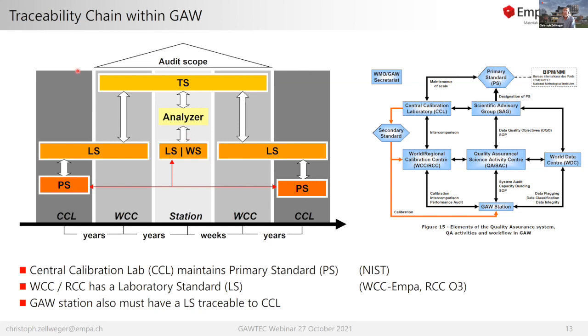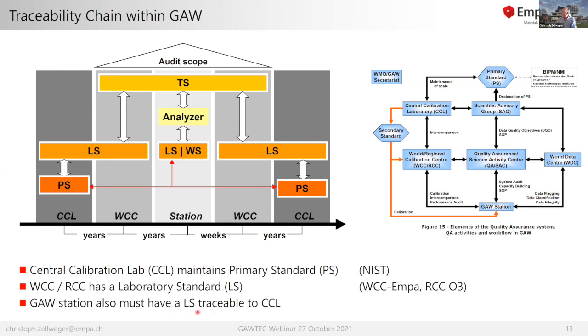So you need transfer instruments or traveling standards with traceability to an ozone reference instrument. In case of UV, this is usually an SRP. And actually the traceability chain, in the GAW, is organized. We have central calibration labs. And for ozone, the central calibration lab in principle is NIST, SRP number 2. And then we have calibration centers or stations, which also have their own laboratory standards with traceability to an ozone reference. And so you can ensure traceability.